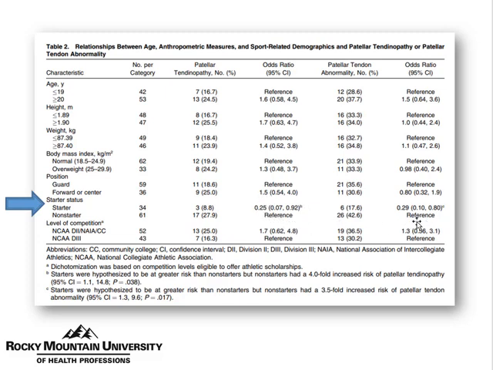Reference value, the reference means that is the group that we are referencing or comparing the other group against. And so we see that the odds ratio was below 1.0. The 95% confidence interval was also below, excuse me, below 1.0. So it was statistically significant. So starters were at a lower risk.